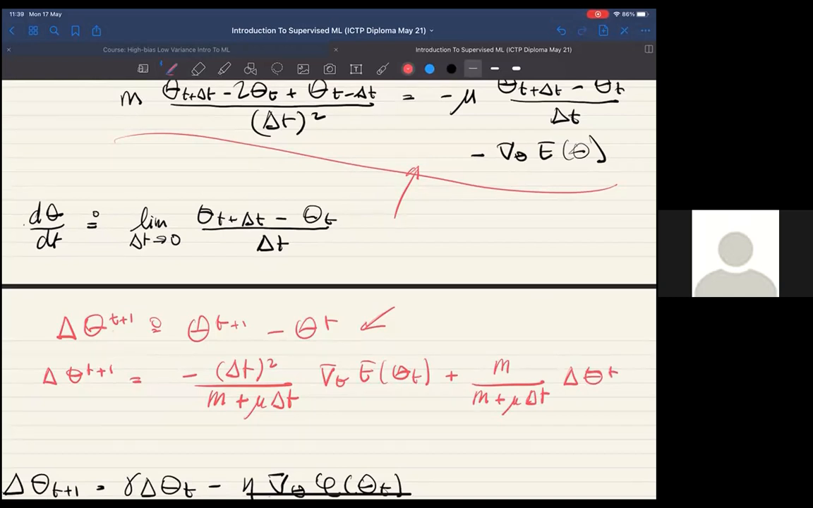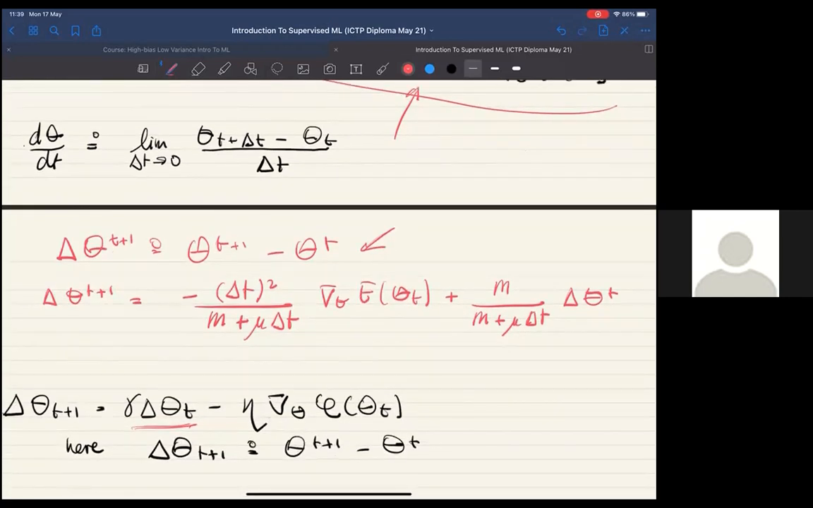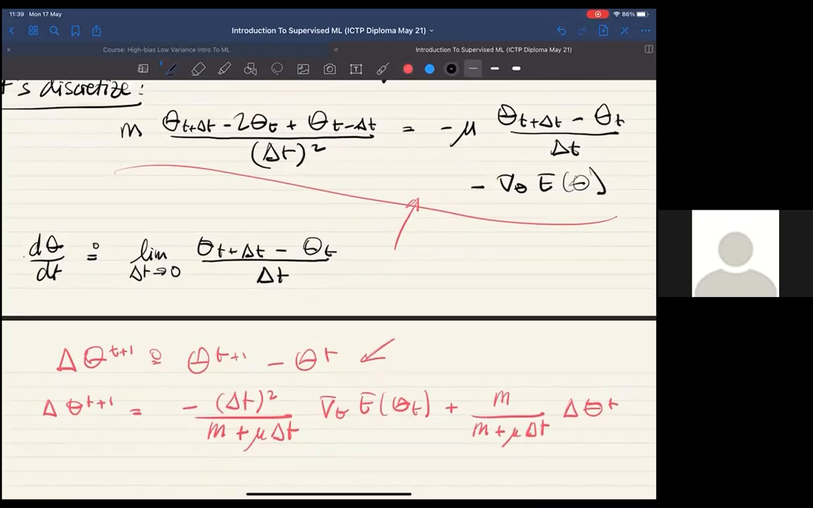Sorry, sometimes I put the time index on the top, but it doesn't change anything. You have to get used to this kind of small mistakes. Okay, so what I wrote here is just written as a function of these time differences here.